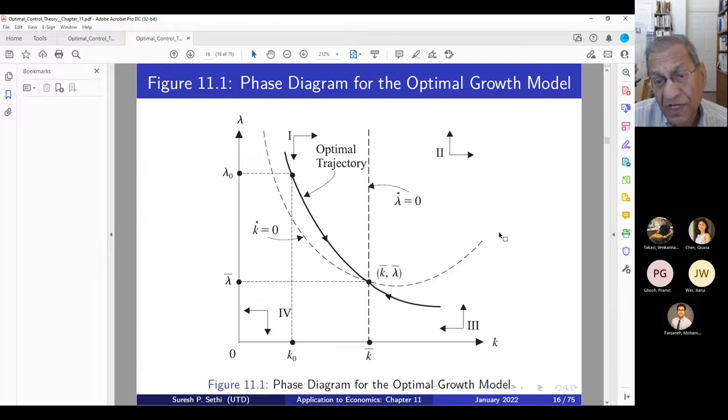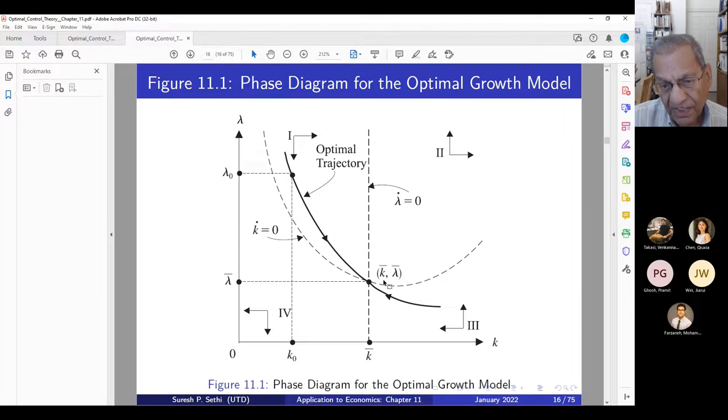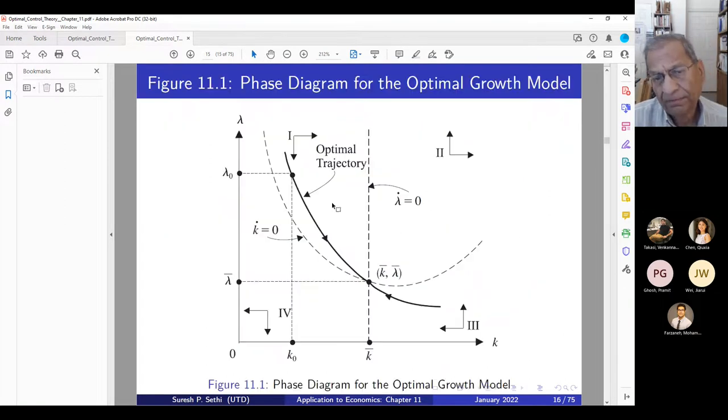We're doing this to show that there is a unique intersection point of these two isoclines. That means what we're trying to show is that the solution of these two equations is k bar, lambda bar, and it's unique. So that is the first part of the phase diagram: set the dynamics to zero and show that there is a unique solution. If there's no unique solution, then there are more complications, and I don't want to get into that.